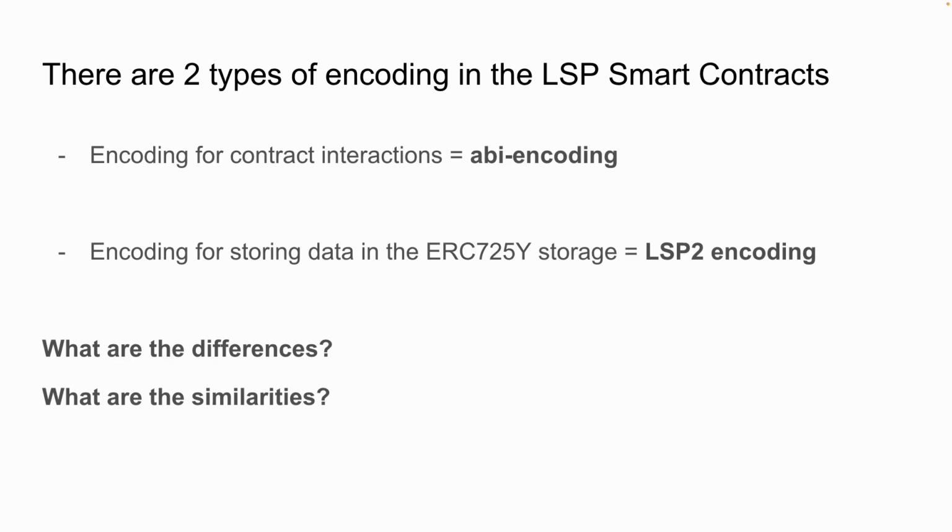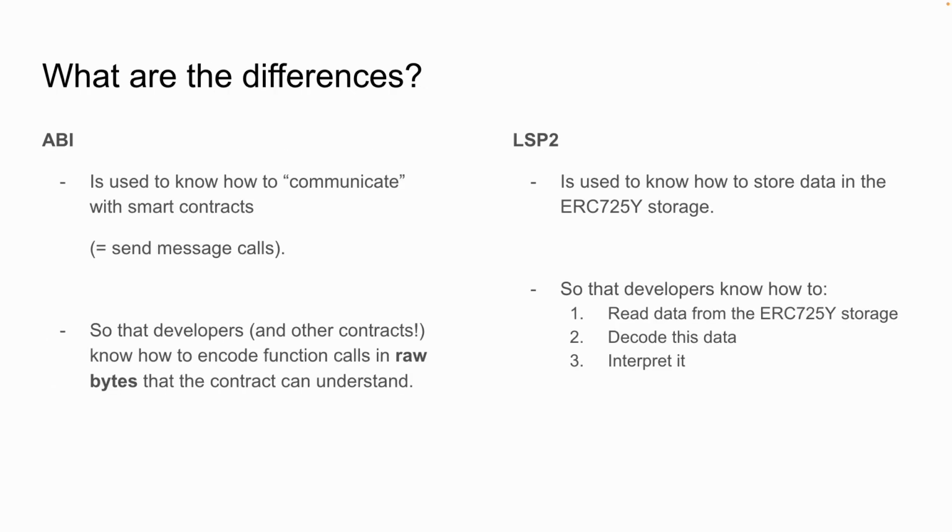So now the first question that we have to ask ourselves is, what are the main differences between both encoding formats, and what are the similarities also between both encoding formats? So let's get started first with the differences. The first difference, as we have seen, is that the ABI is related to contract interaction. It's how message calls are encoded, and it's used for communication between smart contracts.